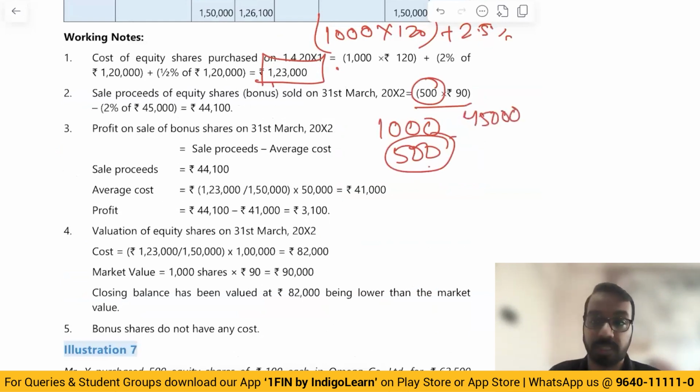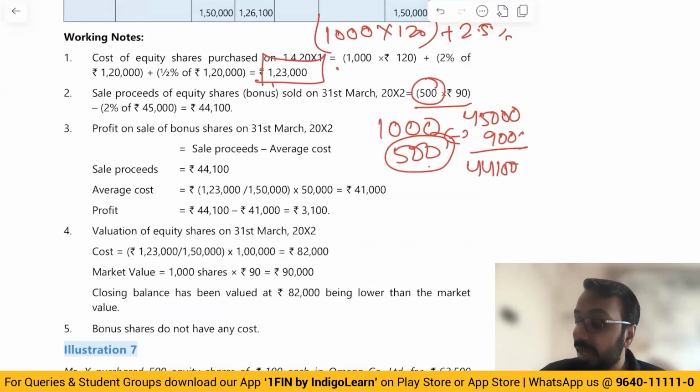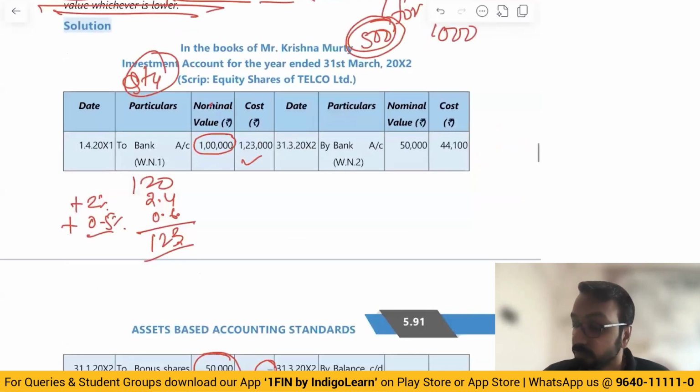45,000 minus brokerage. See, whenever we are selling, we will reduce the brokerage. Whenever we are buying, we will add the brokerage. Brokerage at how much? 2%. So 2% of 45,000 is 900. So you get 44,100 as sale value. Is it clear so far? So far it is simple calculation. Correct.